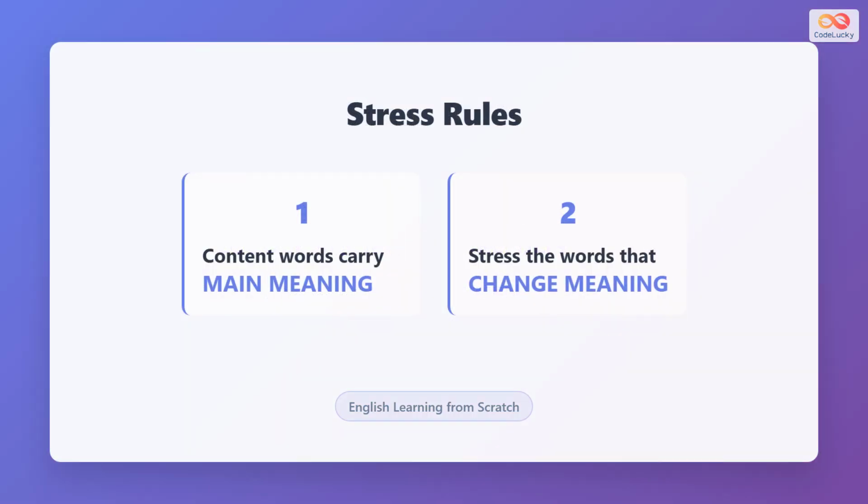Now you know the 4 types of content words to stress. Let me give you 2 simple rules to remember. Rule 1, content words carry the main meaning of a sentence, so you must stress them. Rule 2, stress the words that change the meaning of a sentence. If you remove a content word, the meaning changes. If you remove a function word, the meaning stays mostly the same. For example, in the sentence "the dog eats food," if you remove dog, eats, or food, the meaning changes. But if you remove the, the meaning is still clear. Remember these 2 rules and you will stress the right words.